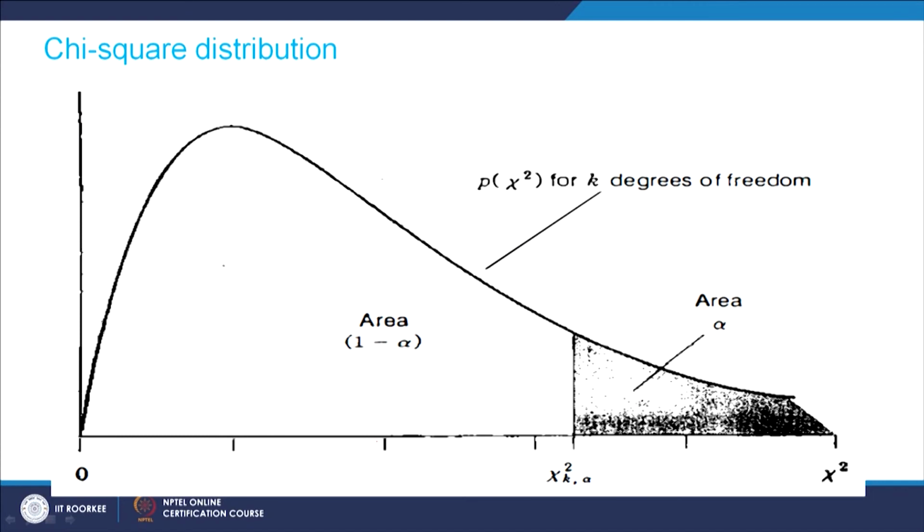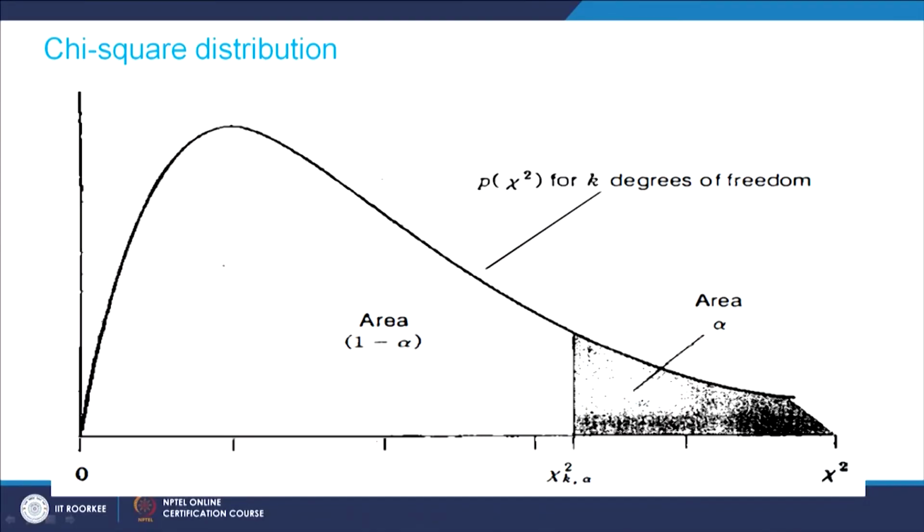One has an area equal to alpha, and therefore the rest of it is the value of 1 minus alpha. Now, what do alpha and 1 minus alpha denote? This area alpha says that, if the value of alpha is, let us say, 0.01, then this value would be 0.99.